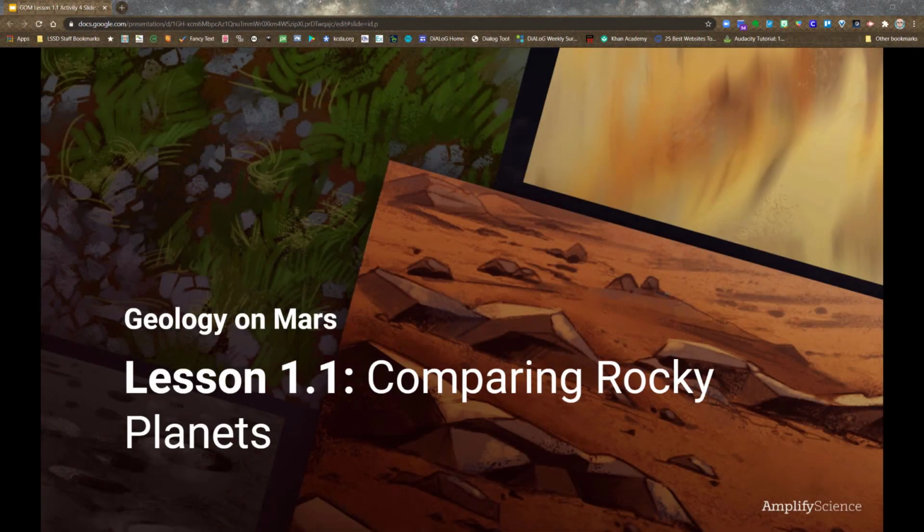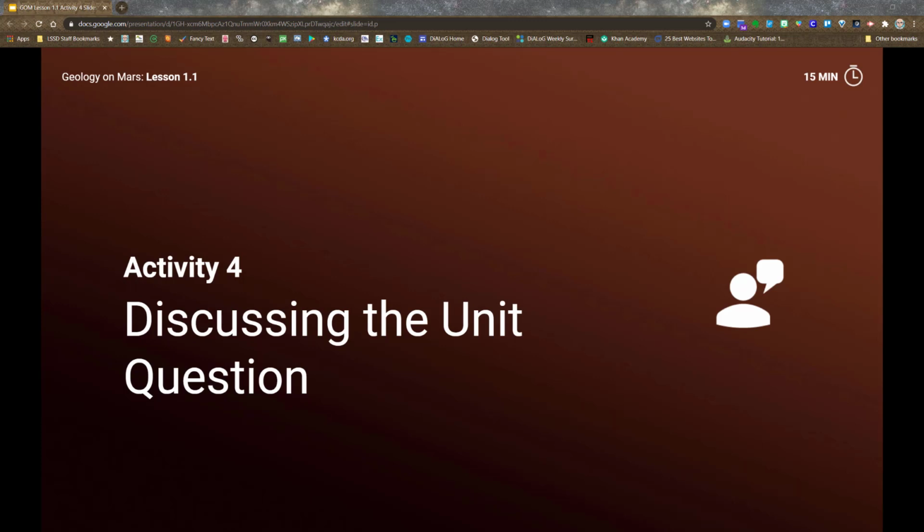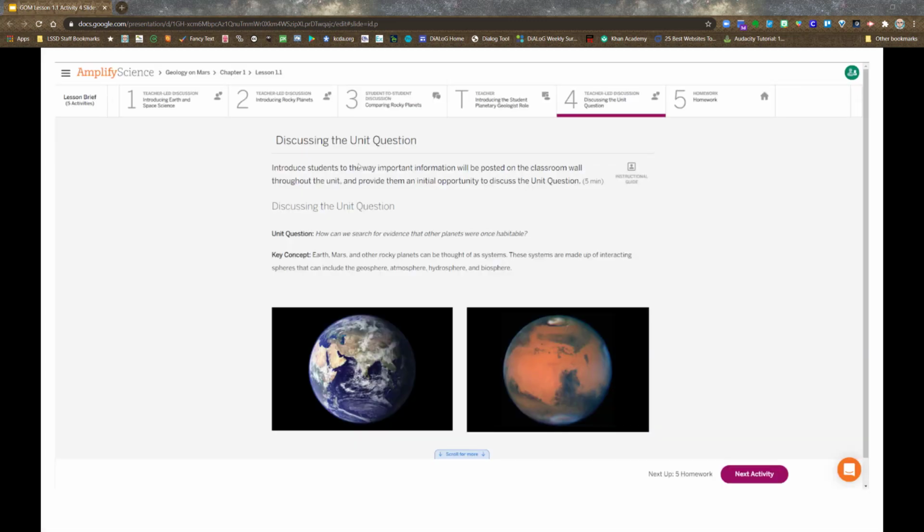Geology on Mars, Lesson 1.1, Comparing Rocky Planets. Activity number 4, Discussing the Unit Question. Here's what your student screen looks like for this part of the lesson.